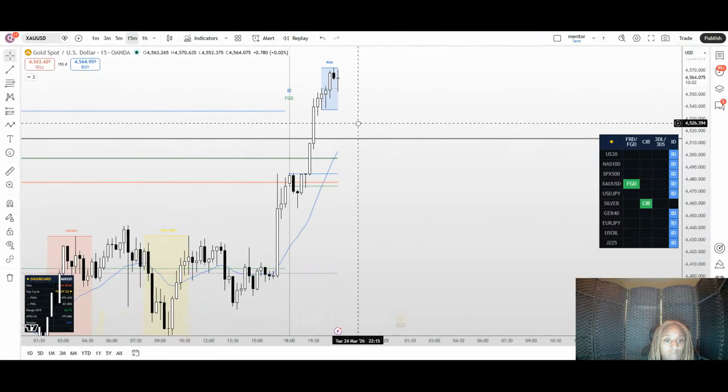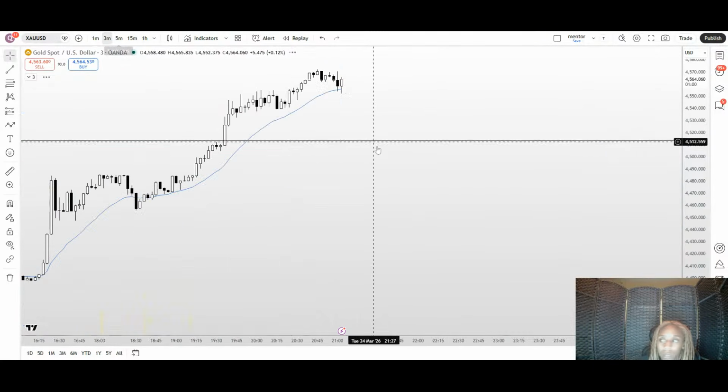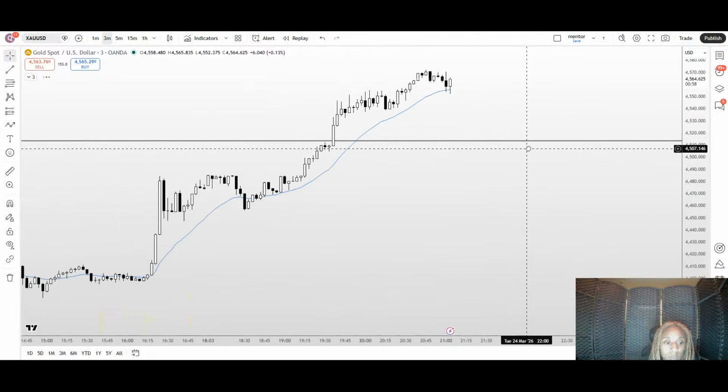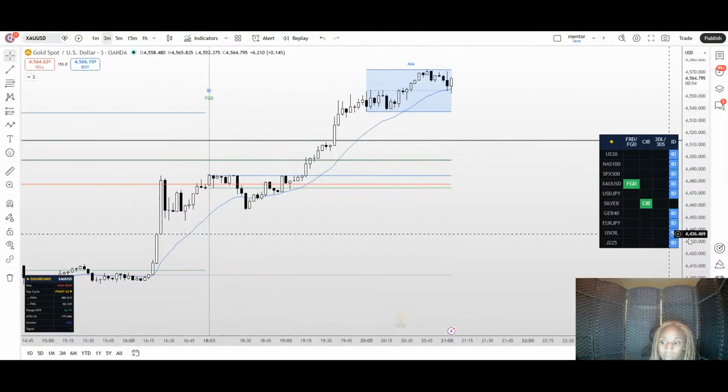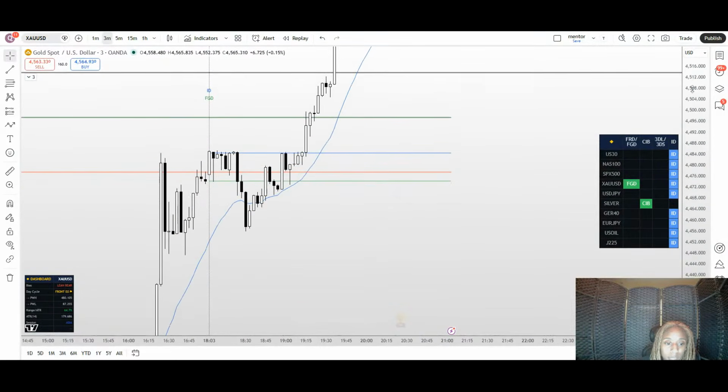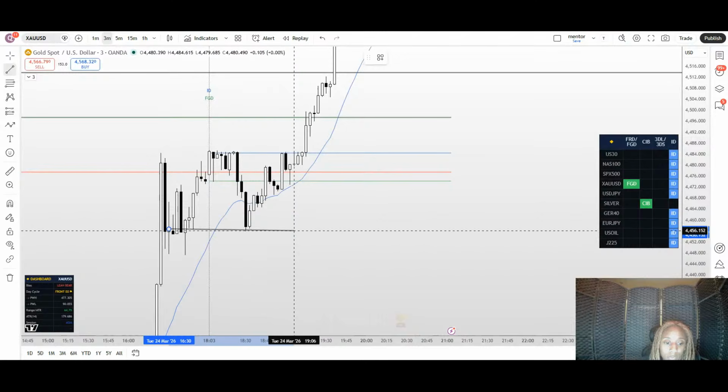Okay, this is the 15-minute chart. Let's go to the 3-minute. Oh, yeah, it did breach. It breached it barely, but it did breach it. And when it did, it dumped back down. I kid you not. It's the same thing.